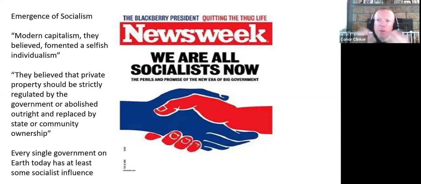The emergence of socialism and communism are very, very similar. We don't need to get too into the weeds, but they're right next to each other on that spectrum I showed you a few units back, if you remember that. The idea of communism and socialism in general is that capitalism, they believed, fomented a selfish individualism. That if everyone's out for themselves trying to get rich, that's selfish and that's not good for society. That's their belief. And they believe that private property should be strictly regulated by the government. That's more socialism. Or abolished outright and replaced by state or community ownership. That's communism.